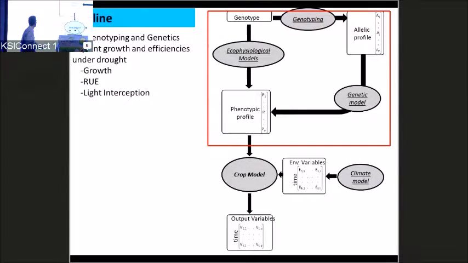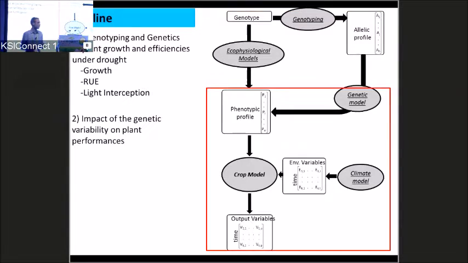So I start with the modeling and phenotyping part. We've done phenotyping and genetics for plant growth and efficiencies under drought: expansive growth, radiation use efficiency, and light interception. And then I will give a few examples on how we can study the impact of genetic variability on plant performances.